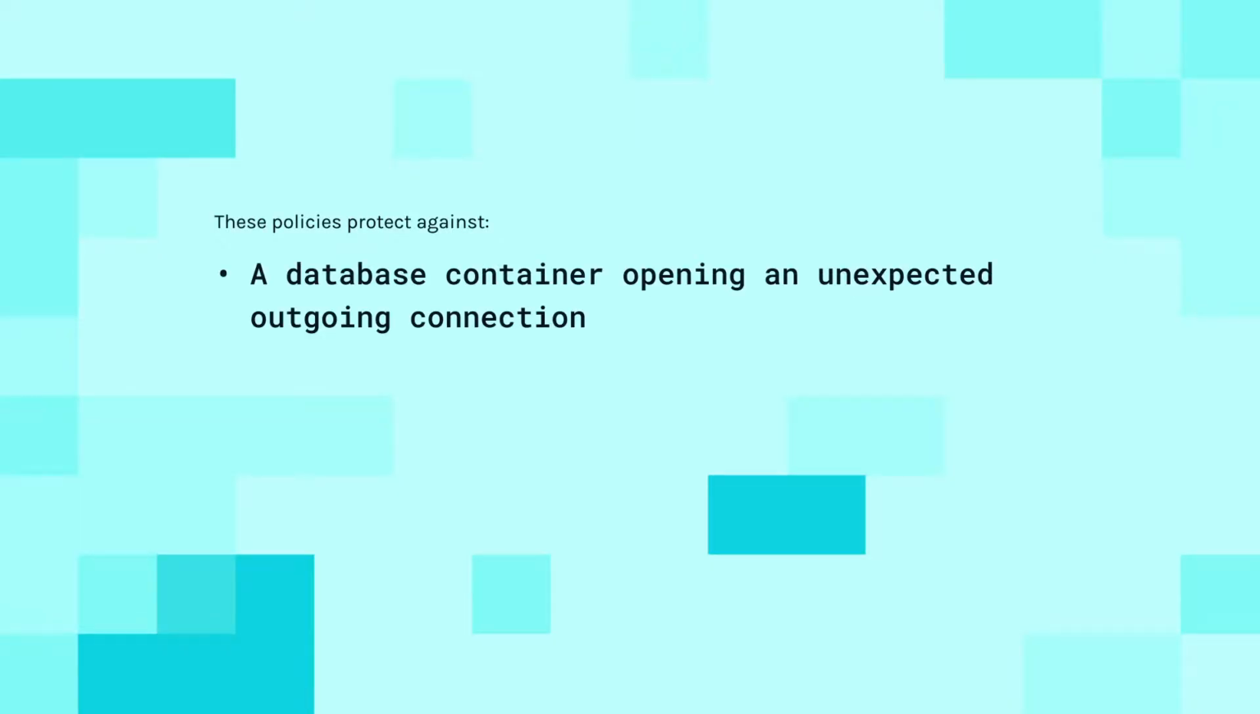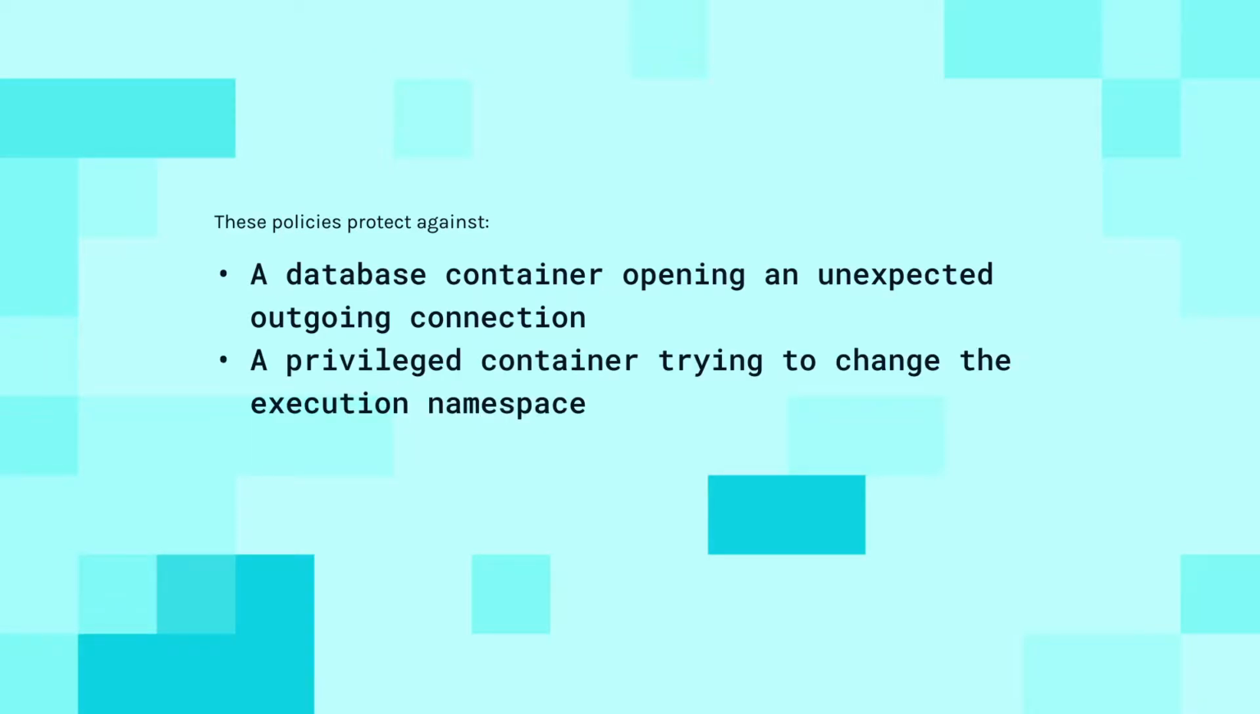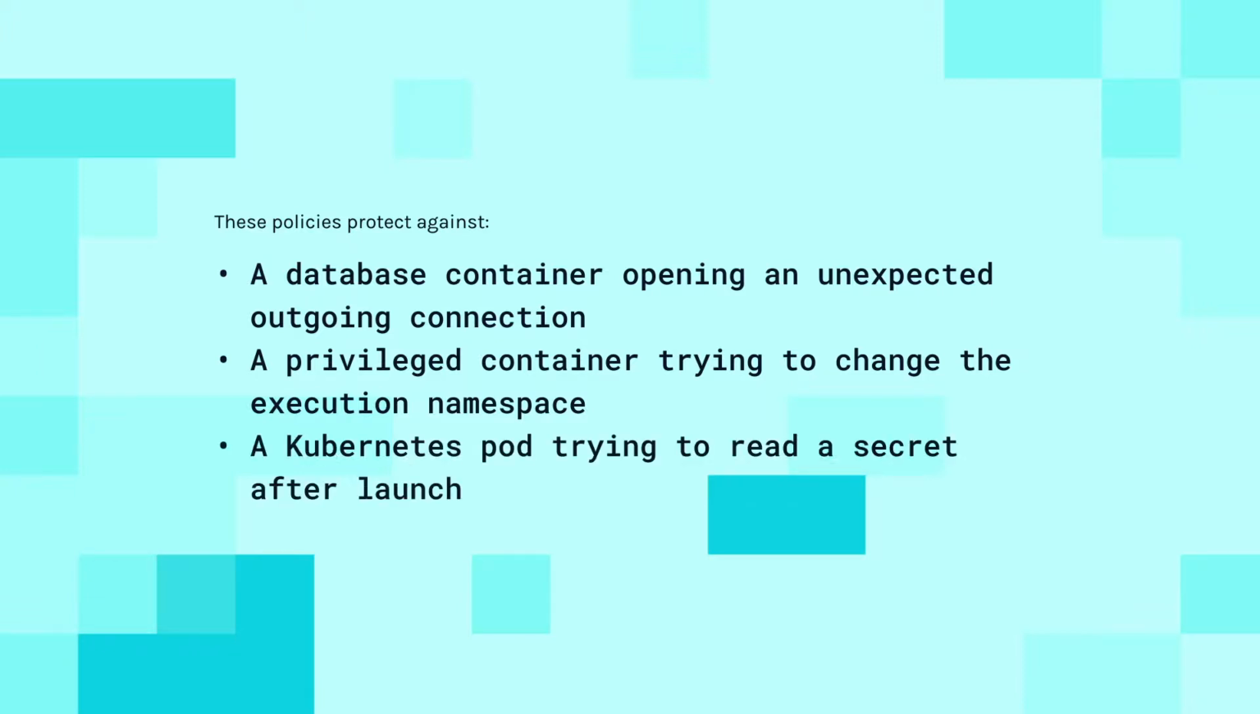Here are a few examples of what these policies might be protecting against. A database container opening an unexpected outgoing connection. A privileged container trying to change the execution namespace. Or a Kubernetes pod trying to read a secret after launch. In short, your runtime policy will help to identify and block vulnerabilities or insecure configurations, while you enforce compliance and security best practices. Let's have a little look.